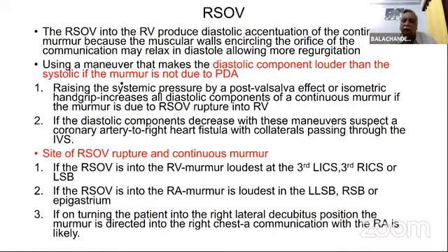So the site of RSOV rupture and continuous murmur, again I'm stressing, it is loudest at the third left intercostal space. If it is into the RV, it is loudest at the lower left sternal border, if it is RA. And an important point is that if you turn the patient to the right lateral decubitus position, this is one of the very few maneuvers that accentuates the murmur. One is the LV to RA shunt, the other one is this RSOV rupturing into RA. You turn the patient to the right lateral decubitus position and you will get the murmur completely directed to the right side of the chest. So this is another maneuver which you can do. Next slide.